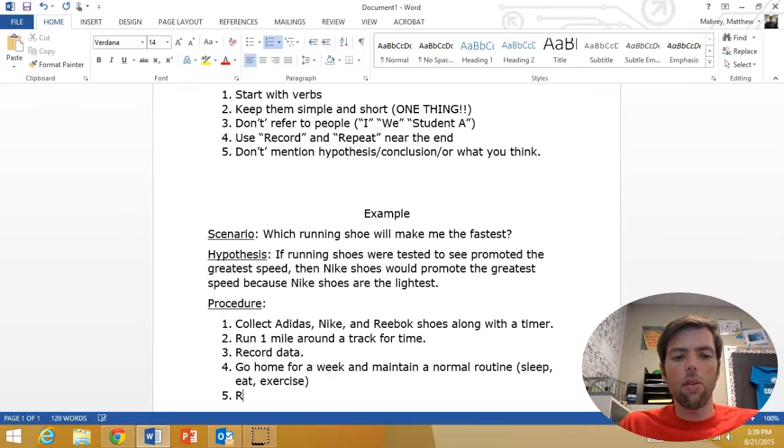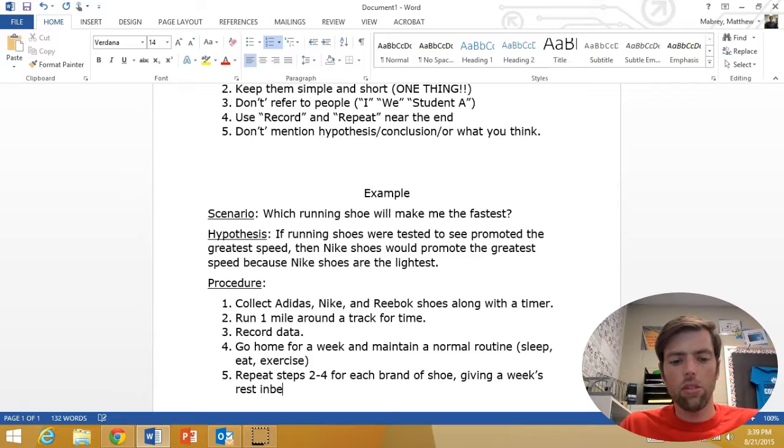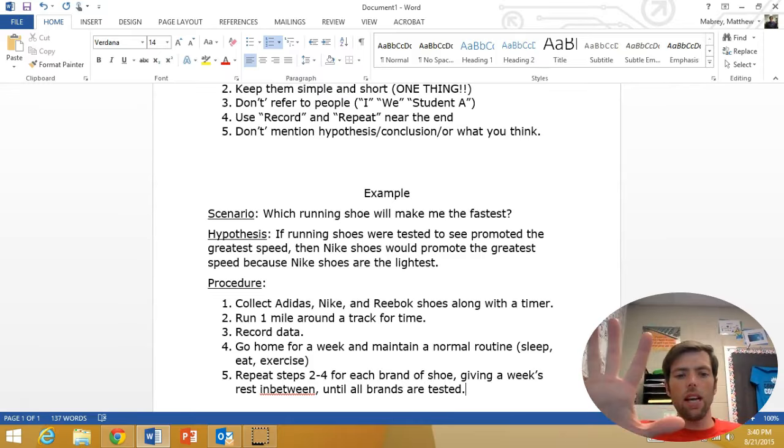So now, repeat steps 2 through 4 for each brand of shoes, giving a week's rest in between, until all brands are tested. And I'm done. 5 short steps.